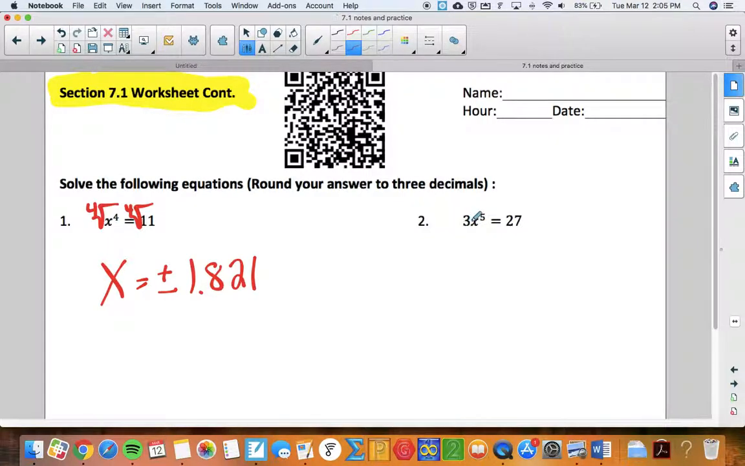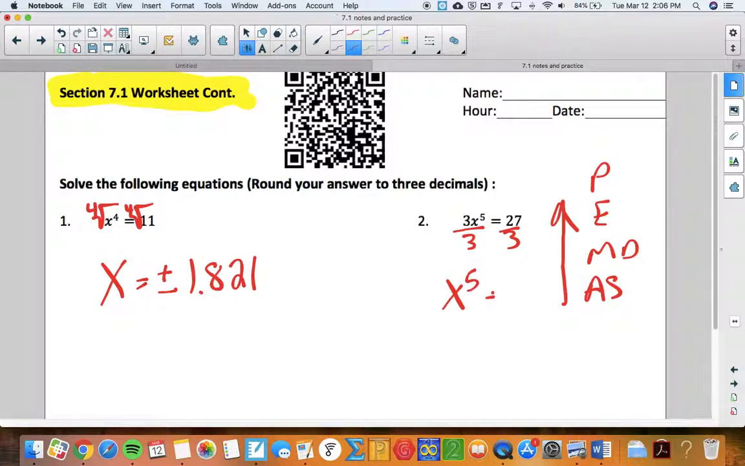Here, x is getting multiplied by 3. It's also getting raised to the power of 5. Remember, we always undo the operations from the bottom to the top. So there's no addition or subtraction to undo, but there is some multiplication to undo by dividing by 3. So we get x to the 5th power equals 9. So now I need to undo taking something to the power of 5 by taking it to the 5th root. So x is going to equal whatever 9 to the 5th root is. So in other words, what times itself 5 times is 9. Use your calculator for that. You get 1.552.